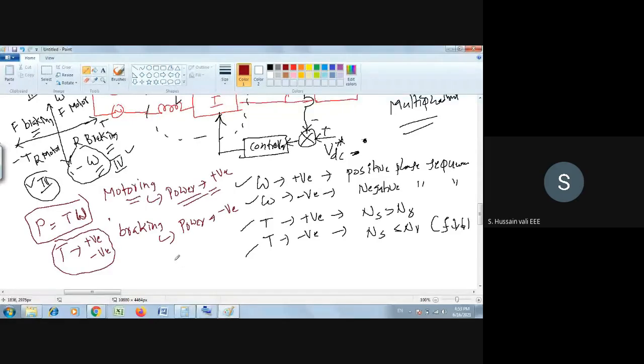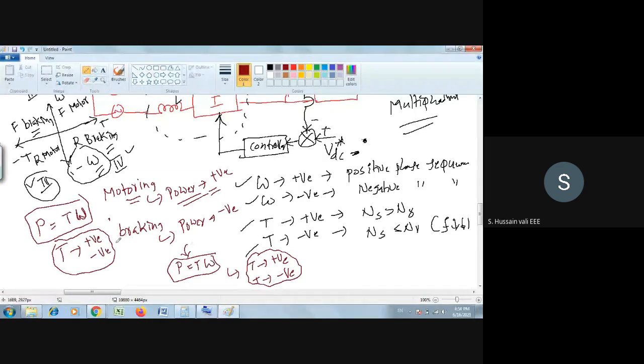Similarly, for the braking condition, power should be negative. In this case, either T is negative or omega is negative. Only one should be negative; the other should be positive. Am I correct or not? Yes, sir. So in this case also, T may be positive or T may be negative. If T is positive, then definitely omega should be negative. If T is negative, definitely omega should be positive. So for the braking condition, T may be positive, T may be negative.